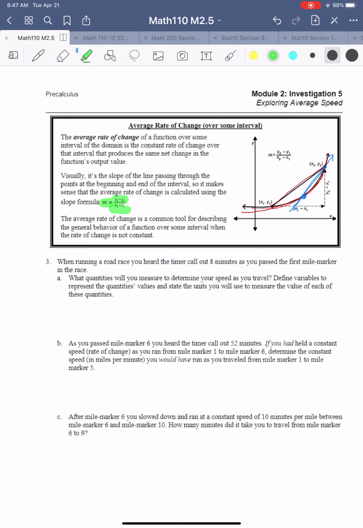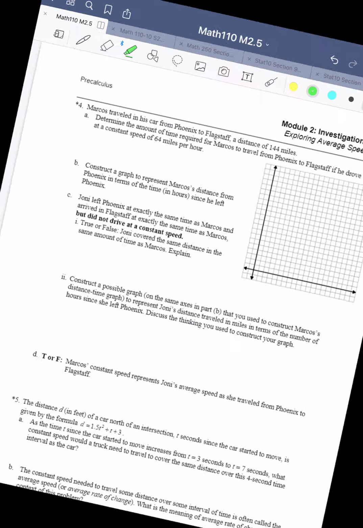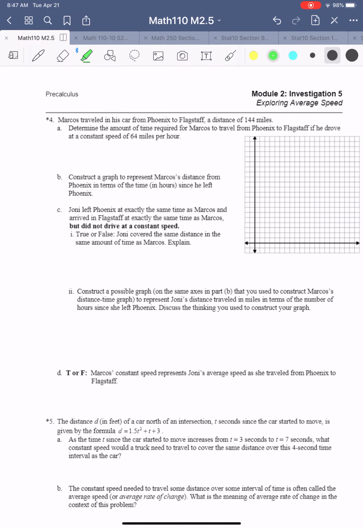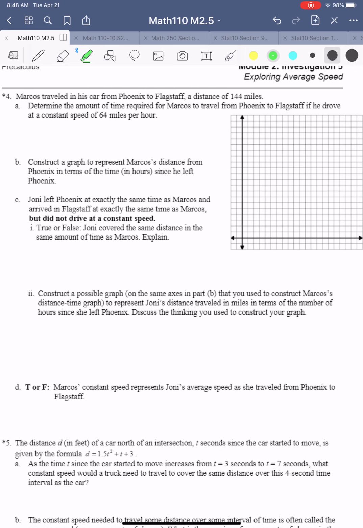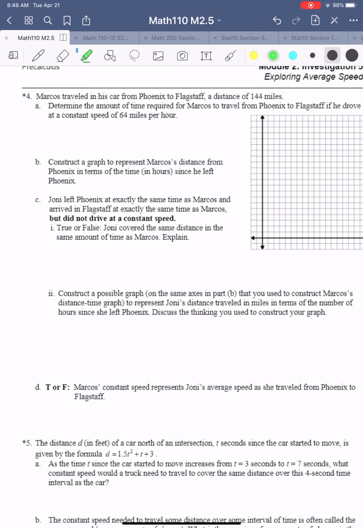Alrighty, so let's look at number 4. Number 4 says, Marco travels in his car from Phoenix to Flagstaff, a distance of 144 miles. So this is already given. Determine the amount of time required for Marco to travel from Phoenix to Flagstaff if he drove at a constant speed of 64 miles per hour. So he puts the cruise control at 64 miles per hour to go from Phoenix to Flagstaff.